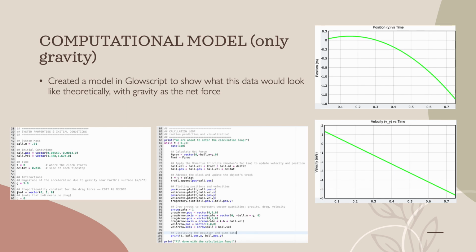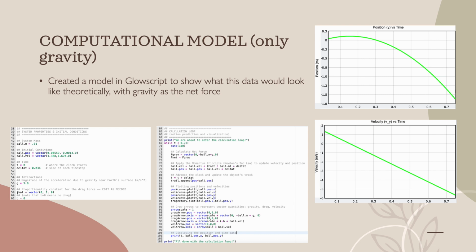Next, we created a computational model with only gravity in GlowScript. As you can see, we inputted the mass of the ball, and then we also put in the initial conditions, so the position and the velocity vectors. And then we changed our delta t to be the time of each time step based on our Tracker video. And for this model, we set b equal to 0 because there's no drag force.